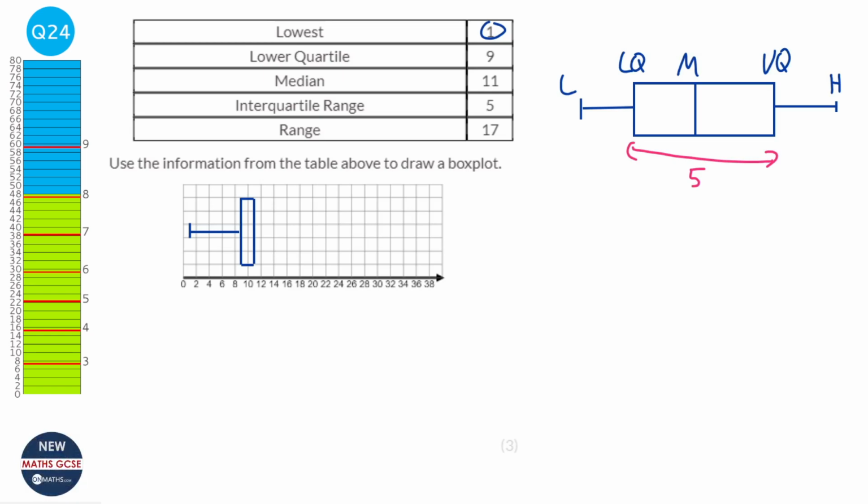So if we get our line at 14, and then complete our box plot. Here we go. Now the range is the total distance, or the total width of our box plot. So that's 17. So that's going to be 17 higher than the lowest value. Now the lowest value is 1, so 1 plus 17 is going to be 18. So I'm just going to, there we are. And we're going to have that at 18. And again, I'm just going to put a line there.